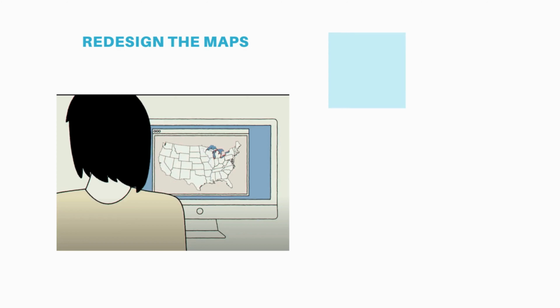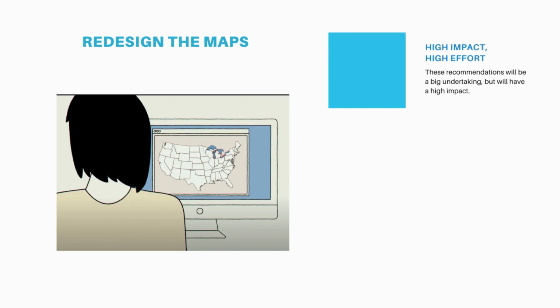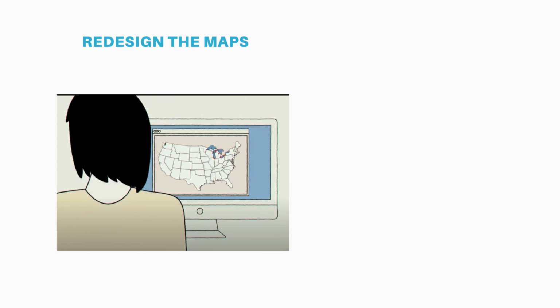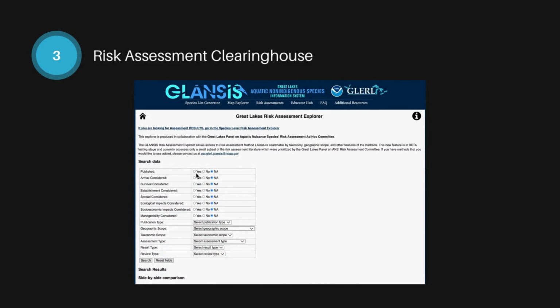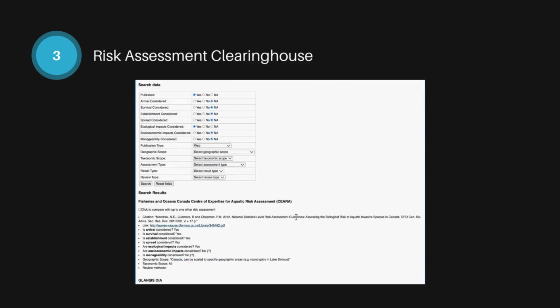Our fifth recommendation and our final recommendation, and a challenging one to implement, would be to redesign the embedded feature interfaces on the species risk assessment pages. Since the maps are powered by outside sources, it may be difficult to fully redesign these, but it is worth attempting because they could be made more user-friendly and responsive.